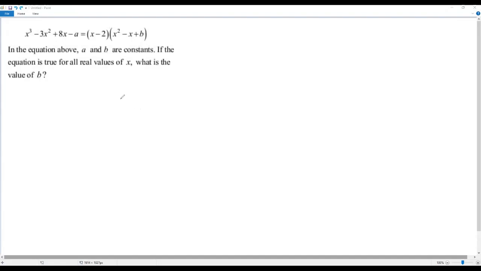Here we have a SAT math problem. Okay, let's go to the question. x³ − 3x² + 8x − a = (x − 2)(x² − x + b). In the equation above, a and b are constants. If the equation is true for all real values of x, what is the value of b?